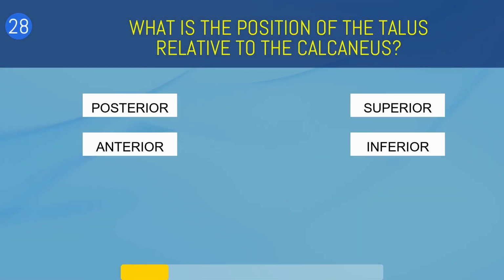What is the position of the talus relative to the calcaneus? Posterior, anterior, superior, or inferior?